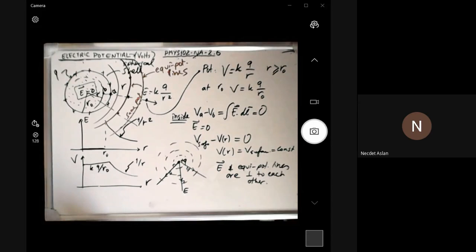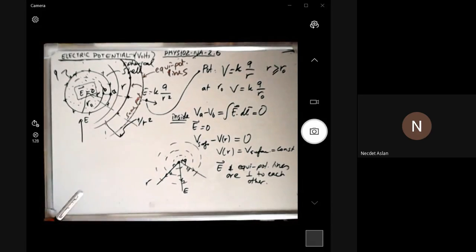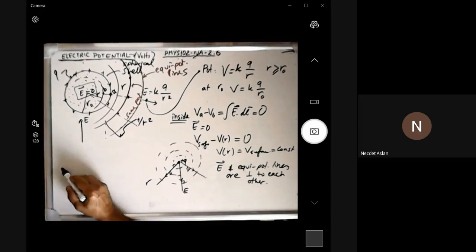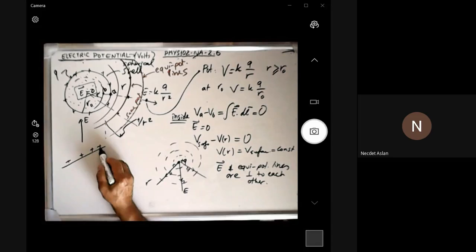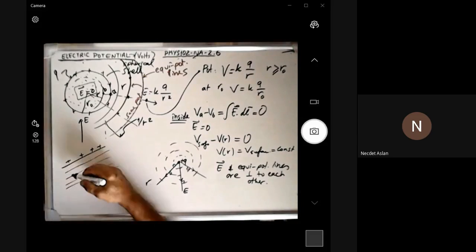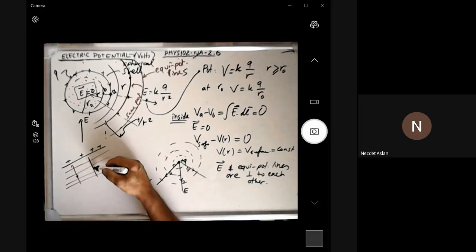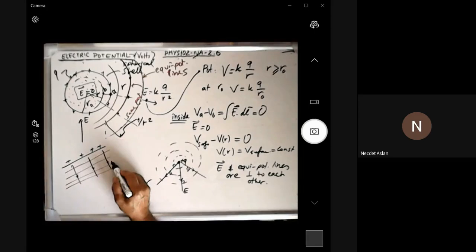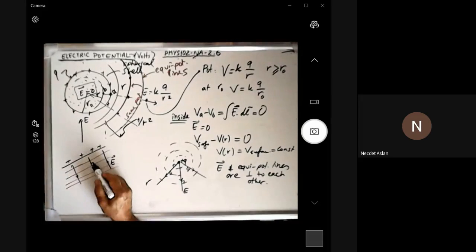We will see that if we have other kinds of shapes, like a straight charge distribution, the equipotential lines will be straight, like that. So these are equipotential lines, and the electric field lines will always be perpendicular to them, obviously. These are electric field lines and these are equipotential lines, and they are perpendicular to each other.